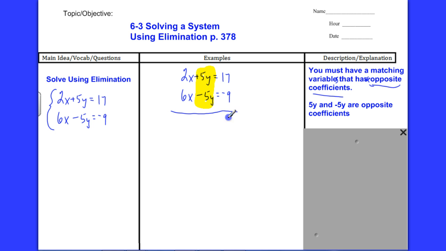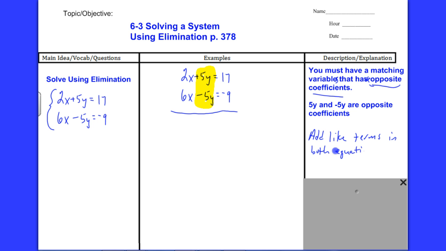I'll make a note right here. Once you have that, you're simply going to add like terms in both equations, straight down. You'll see how fast we can actually do this problem. I'm going to add straight down, I'll draw the red line. I'm going to add the like terms. 2x plus 6x gives me 8x.